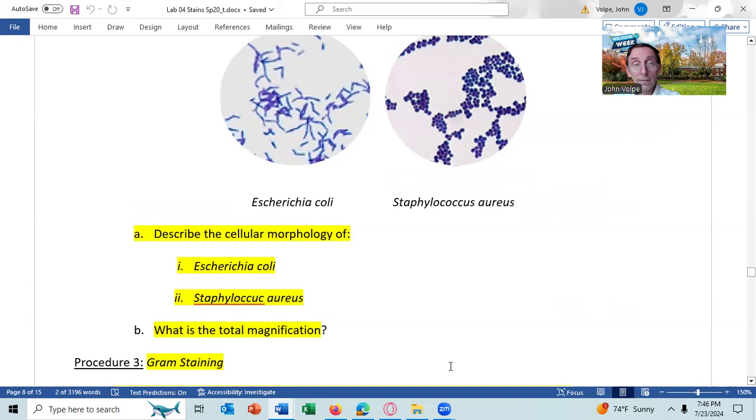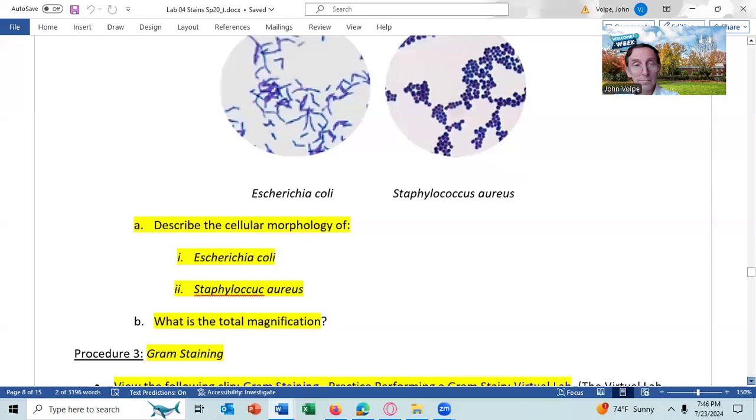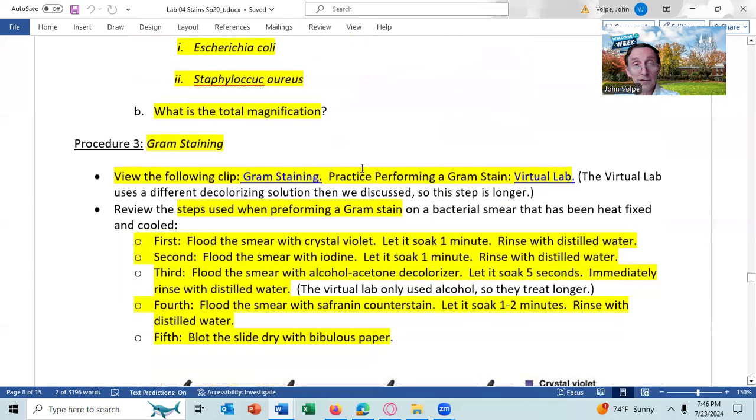And then procedure 2, question 3B: give me the total magnification of both of these slides here. Remember, the total magnification is the objective lens magnification times the ocular lens magnification.